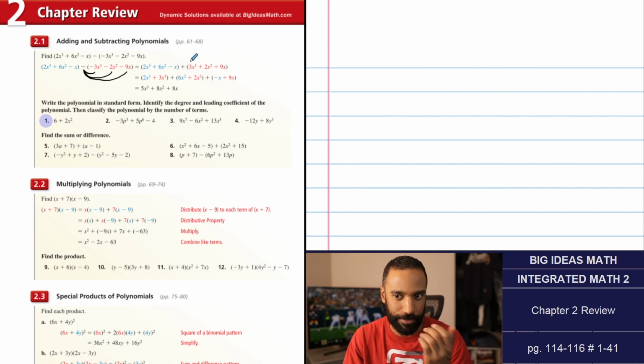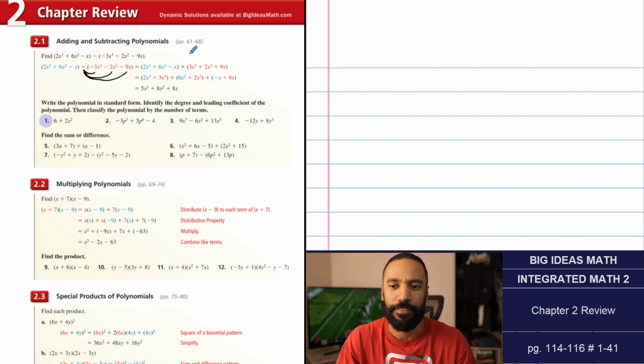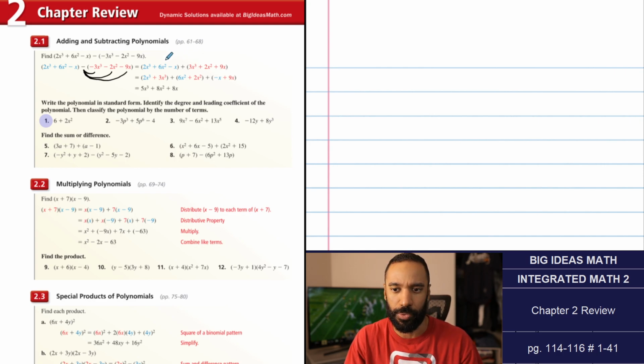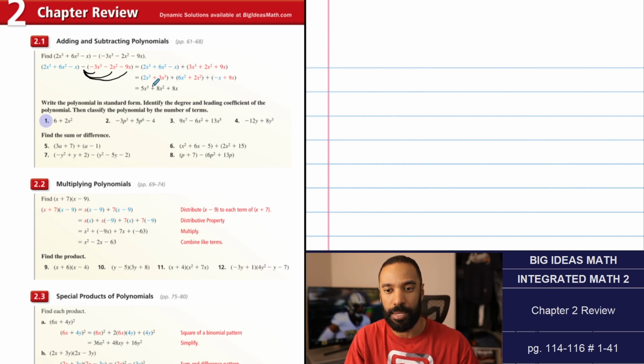Now they kind of write it differently. They keep them in the parentheses. That's fine. I tend to rewrite it without parentheses. You'll see what happens. And then they regroup the terms so that you can combine like terms. X cubes will combine together, 2x cubed plus 3x cubed, and then 6x squared plus 2x squared, and negative x plus 9x combined. You add the coefficients. They keep the exponents the same as you're combining like terms.